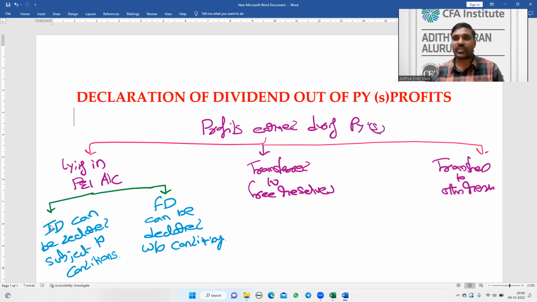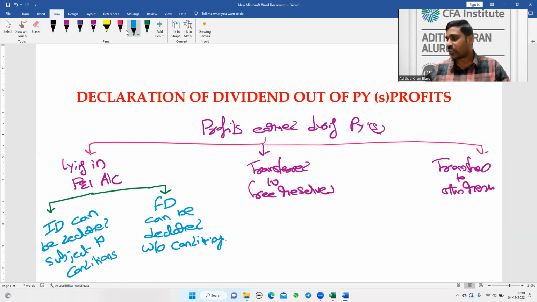Profits earned during previous year, if they are lying in profit and loss account, final dividend you can declare without any conditions. Interim dividend we can declare subject to some condition. That we will see, what is that condition.